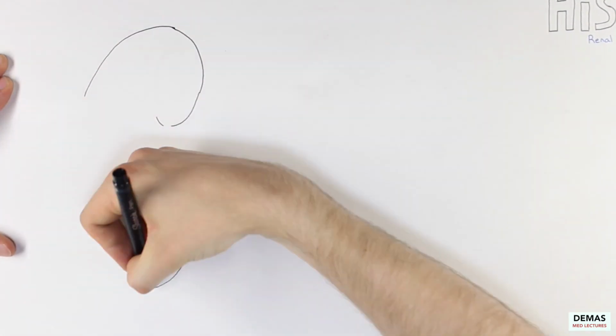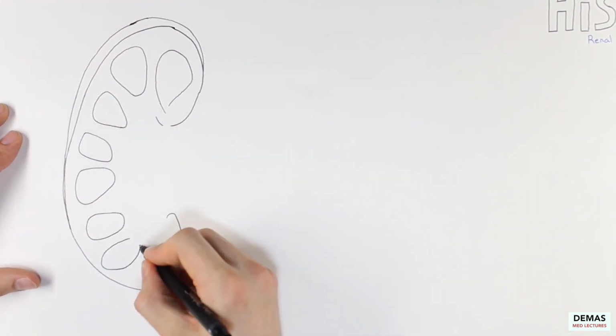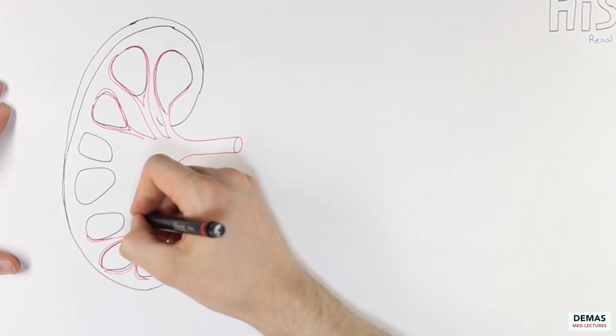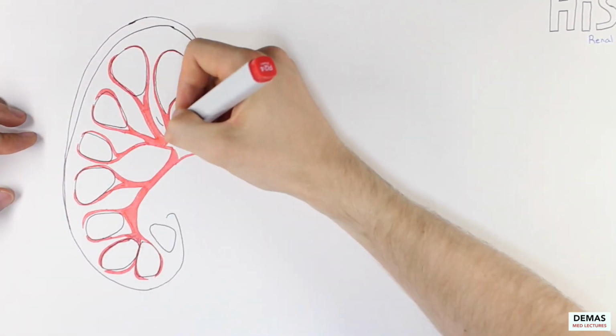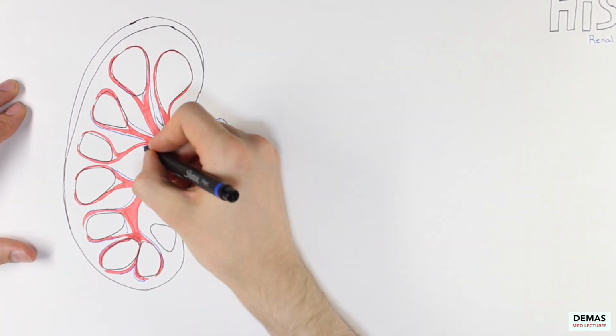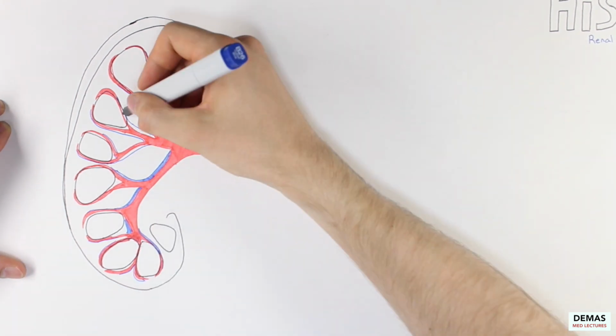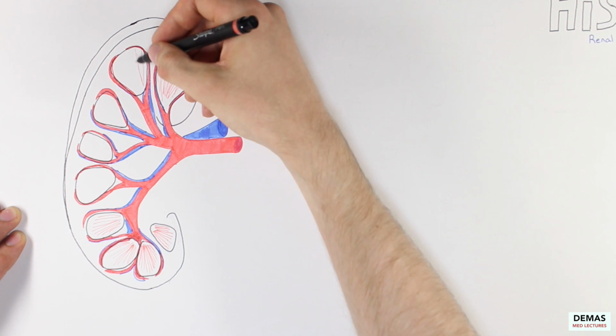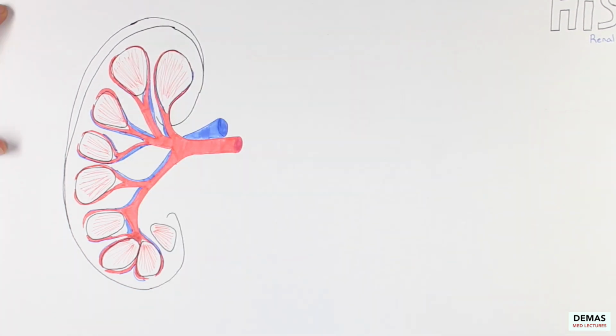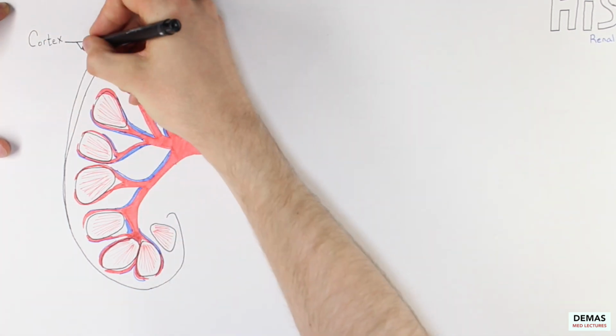Let me start by drawing the gross structure of the kidney. As you can see, there is a rich blood supply which allows the kidney to fulfill its purpose of filtering the blood. The pre-filtered blood enters from the renal artery, and the filtered blood exits from the renal vein. In addition, there are two structures of the kidney that can be visualized during gross dissection: the outer cortex and the inner medulla.